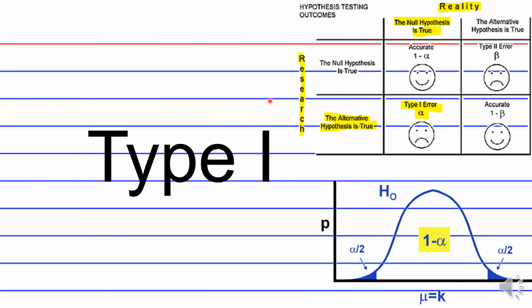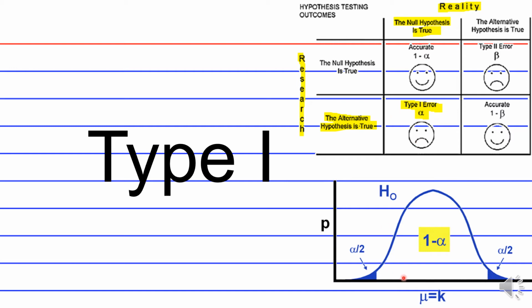So here goes a chart for hypothesis testing outcomes, okay? And so if in reality the null hypothesis is true, but in your research you say the alternative hypothesis is true, that means you reject the null hypothesis, then you've committed a type 1 error, and which yields a sad face.